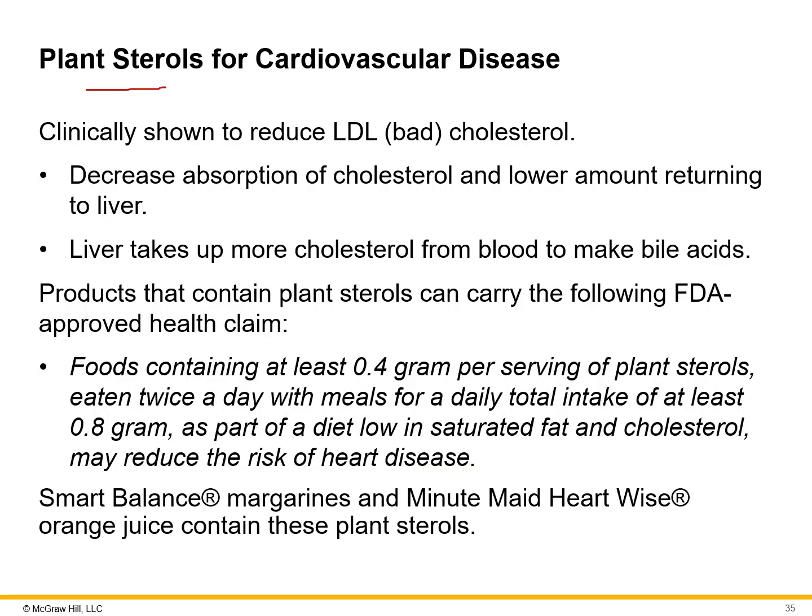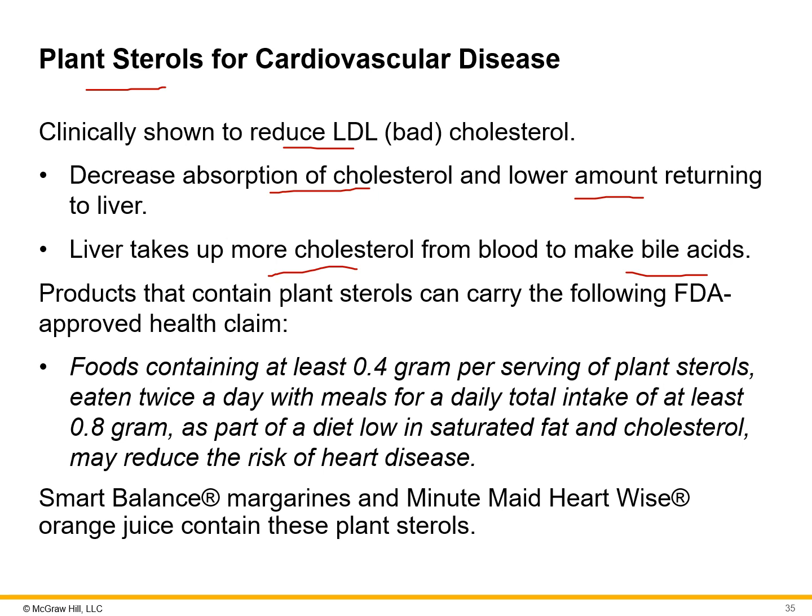So, some plant sterols for cardiovascular disease. These are clinically shown to reduce the bad or LDL cholesterol, and still provide some of the sterols that we need to make our hormones and such. But again, it decreases the absorption of cholesterol and lowers the amount returning to the liver. The liver takes up more cholesterol and makes that bile acid to help break it down or digest it.